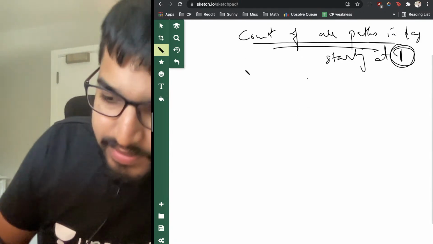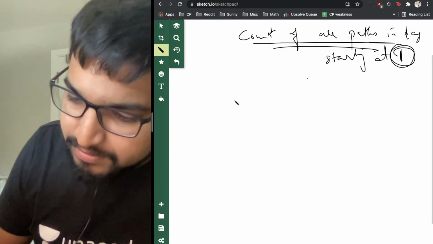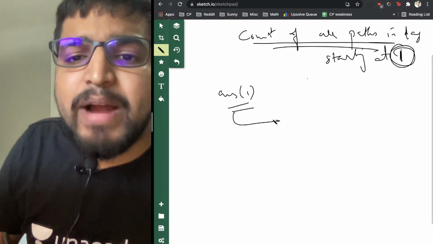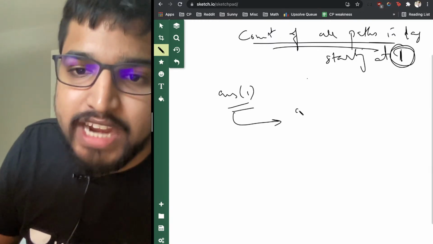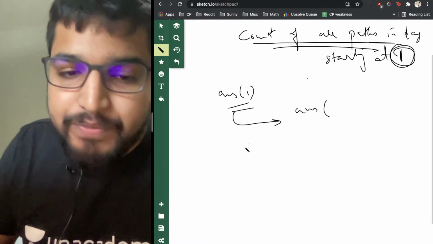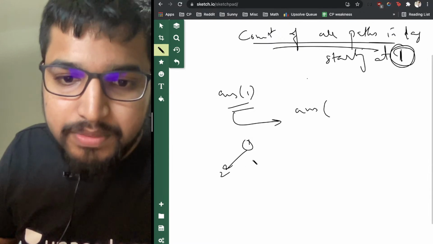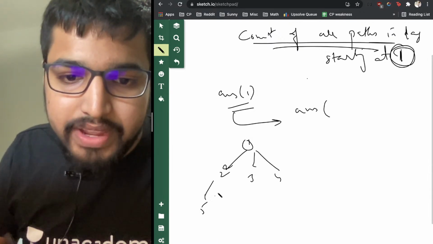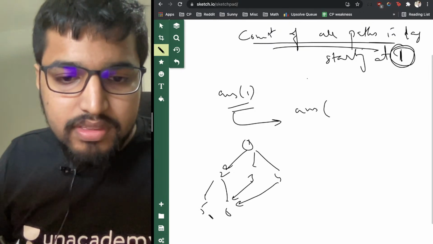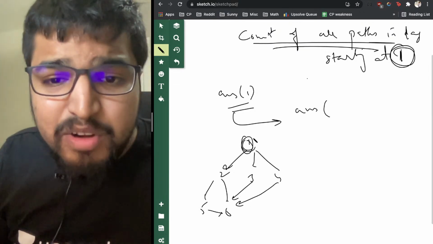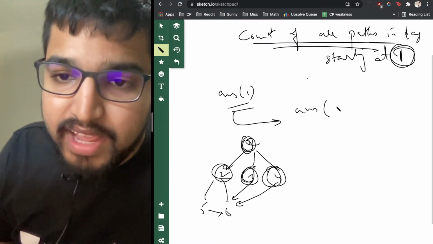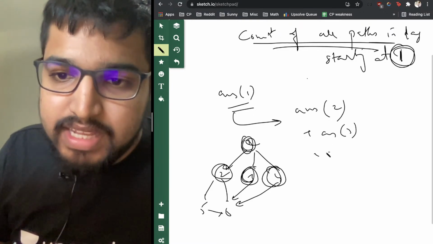So basically, we want to calculate the answer of 1. We start traversing from 1 only. We have multiple choices here. We can go to any child. The path can go like, for example, 1, 2, 3, 4, 5, 6. The number of paths from 1 is basically number of paths from 2 plus number of paths from 3 plus number of paths from 4. Answer of 2 plus answer of 3 plus answer of 4.